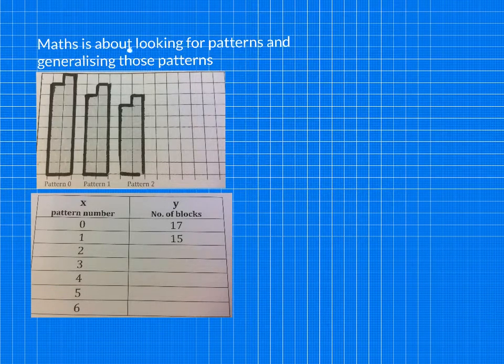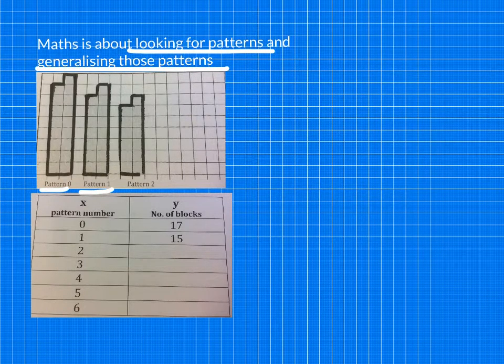Maths is about looking for patterns and then generalizing those patterns. In this case, pattern 0 starts, pattern 1 is getting smaller, and pattern 2 is getting smaller still. The number of blocks is going down each time. It starts at 17, and then goes to 15, then goes to 13. Each time it's going down by 2.